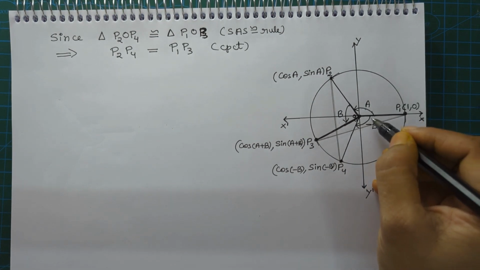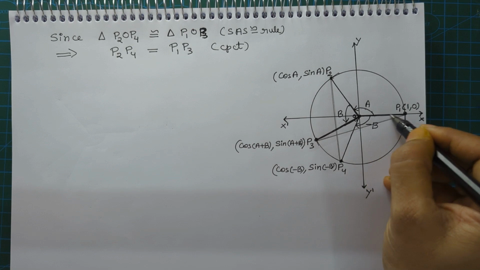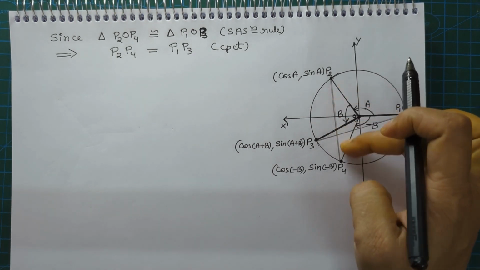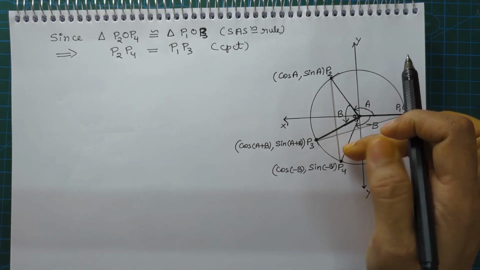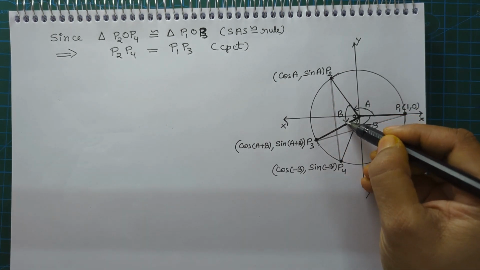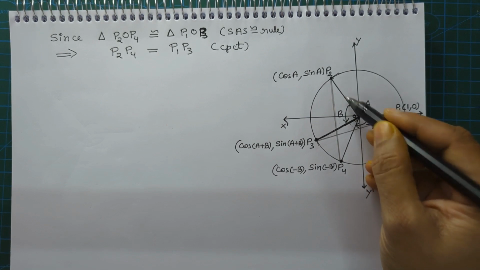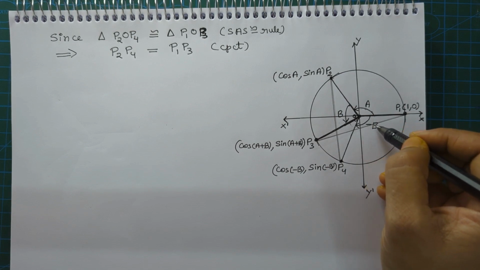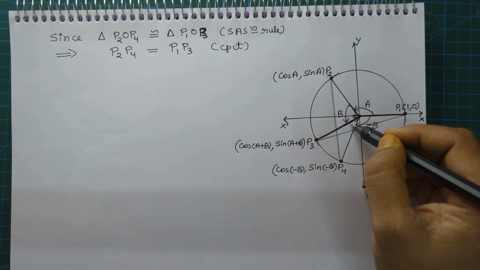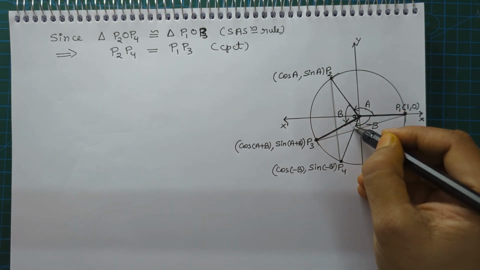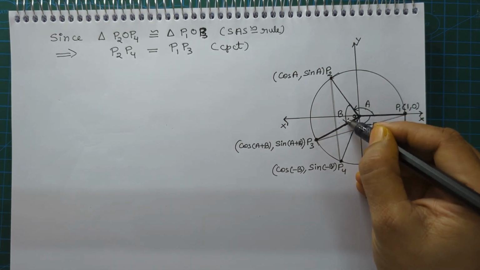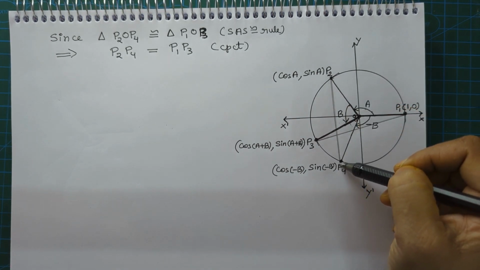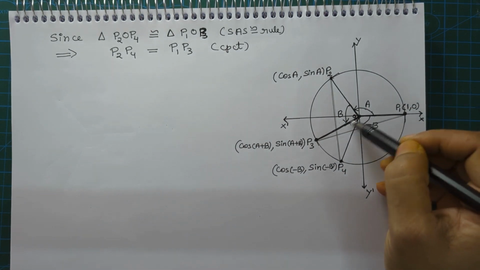Why so? Because in the triangles, OP2 of this triangle is the same as OP of this triangle, the radius of the same circle. And then angle B plus this additional angle of this triangle is the same as angle B; negative is direction only, see magnitude. That means this in-between angle is added to angle B as well as angle B. So angle P2OP4 is the same as P1OP3.